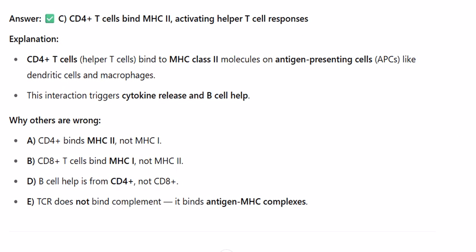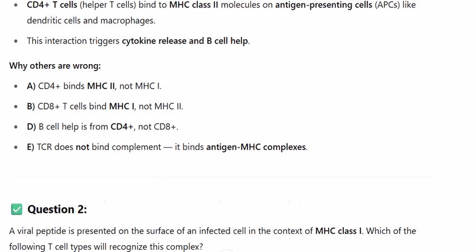Why others are wrong. A. CD4 plus binds MHC2, not MHC1. B. CD8 plus T-cells bind MHC1, not MHC2. D. B-cell help is from CD4 plus, not CD8 plus. E. TCR does not bind complement, it binds antigen-MHC complexes.